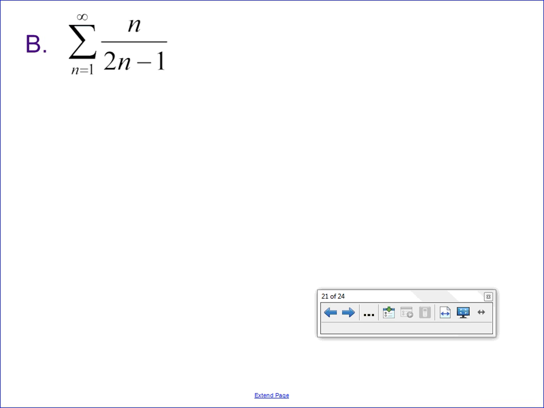Consider this series, whose terms are given by n over 2n minus 1. Let's begin this series. When n equals 1, my first term is 1 over 2 minus 1, which is 1, so I get 1. Plus, when n is 2, I get 2 over 3. Plus, when n equals 3, I get 3 over 5. Can we extend it? It looks like 1, 2, 3, 4, 5 on top, and on the bottom 1, 3, 5, 7, 9. So, does it appear as though the terms converge?